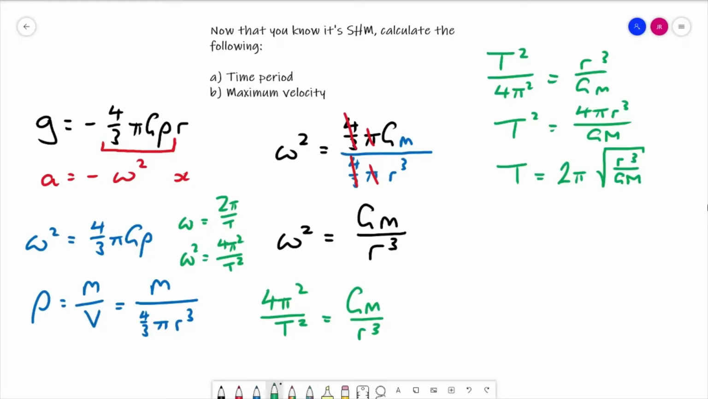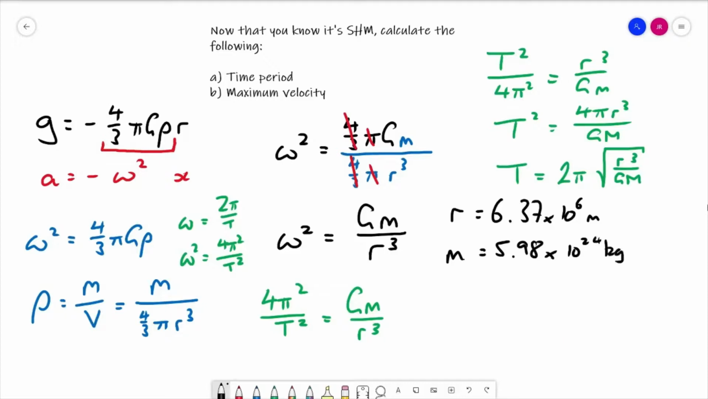Now, of course, using all the standard values that we've been using all along, and obviously they're on the data sheet, because we're talking about the Earth, we know that R is 6.37 times 10 to the 6 metres, 6,370 kilometres, and that the mass of the Earth, of course, being 5.98 times 10 to the 24 kilograms. Now, when you work all of that through, you end up with an answer of 5,058 seconds, and that's the 4 sig figs, and that would be the time period of oscillation.